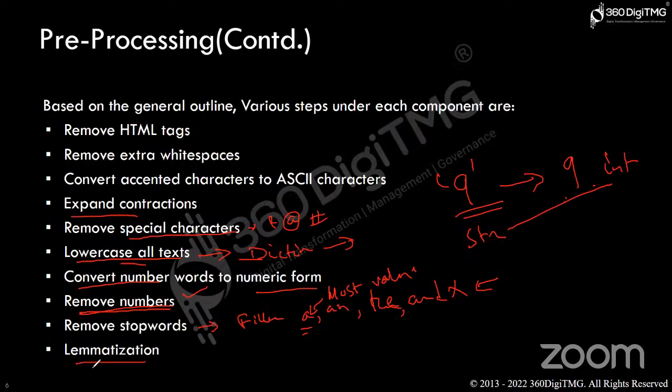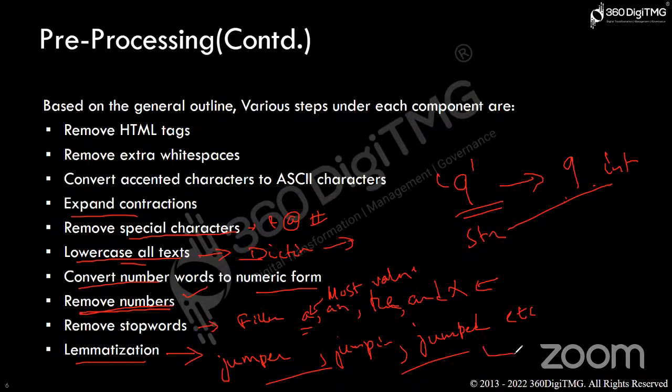We also have lemmatization, in which if a word has different forms, like jumper, jumping, jumped, it will convert all the words into a single base word. So this is how we do it.